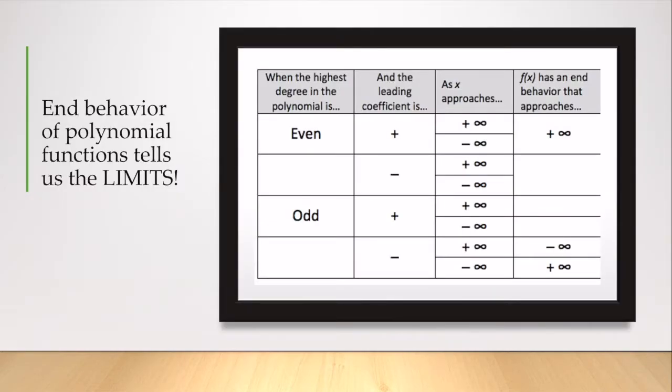Here are end behavior of our function, and the end behavior of our function tells us our limits. If my function's even, the leading coefficient's positive, as x approaches positive infinity or negative infinity, my y value approaches infinity. If my function is even and the leading coefficient is negative, as x approaches positive infinity or negative infinity, my function approaches negative infinity.